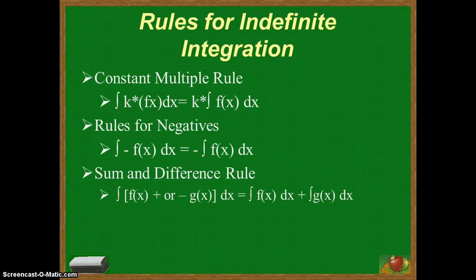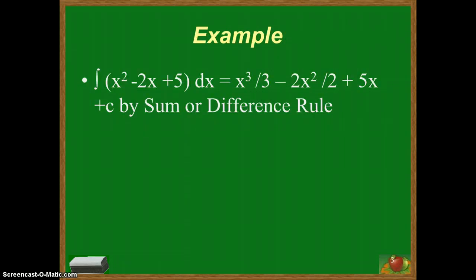Okay, that's it. So here's an example. If we have the integral of x squared minus 2x plus 5 dx, you can separate those if you'd like and take the individual integrals, or just integrate it straight across the board. So I would get x cubed over 3 minus 2x squared over 2, which reduces to x squared plus 5x plus c. And that would be using the sum or difference rule.